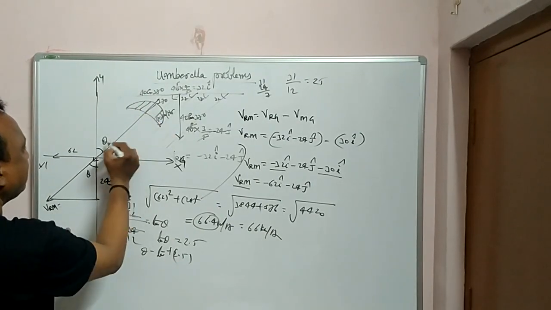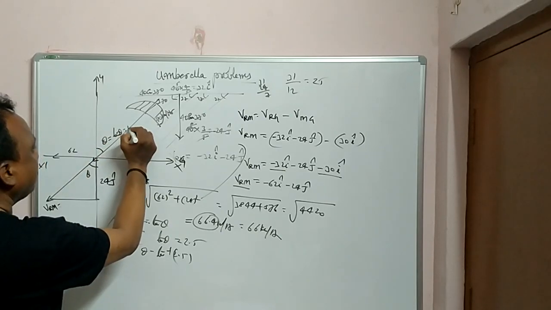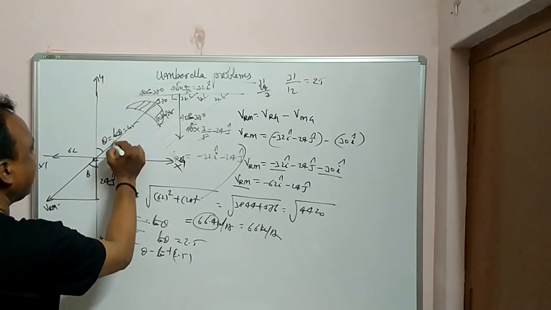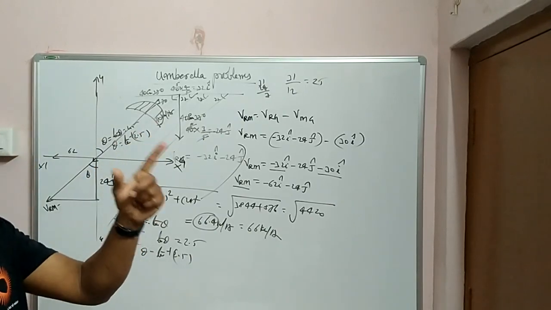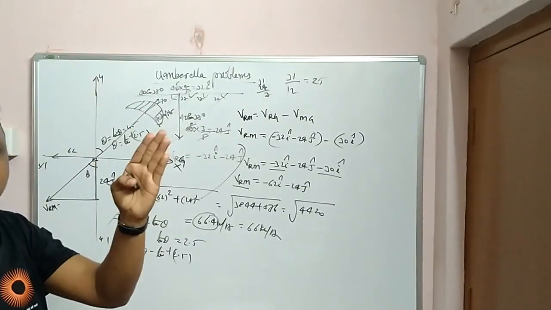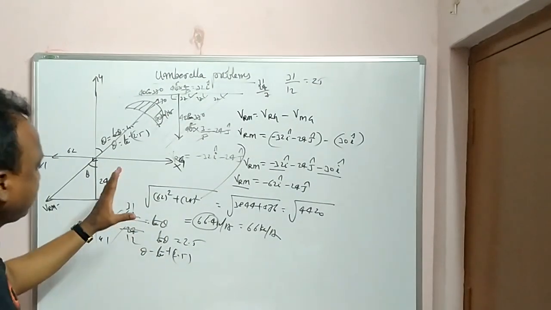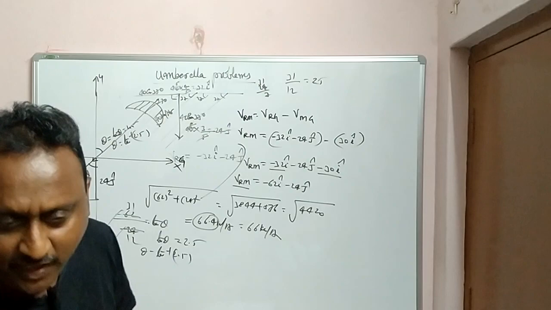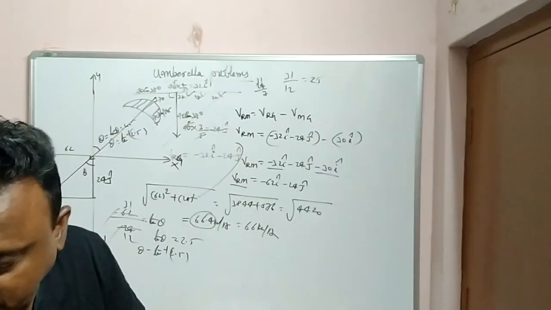This is the umbrella. You have to hold it at around tan theta is equal to 2.5, or theta is equal to tan inverse 2.5. If we hold the umbrella at this angle with the vertical, you can protect yourself from the rain. So this is the last version of the umbrella problems.